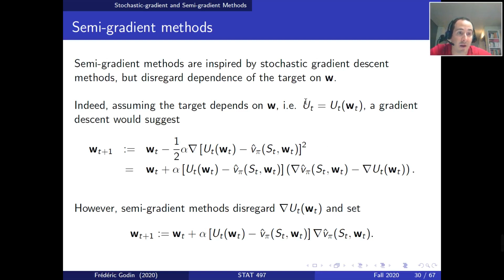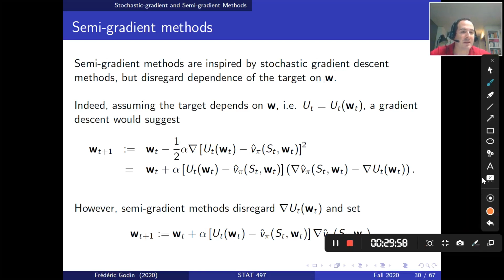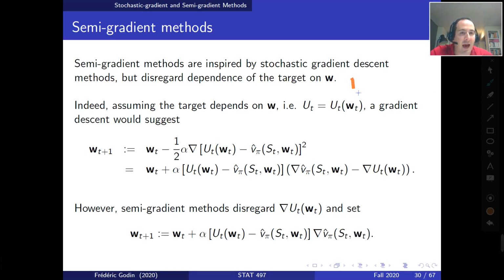Semi-gradient methods are similar to the stochastic gradient descent methods we've considered, but they disregard the dependence of the target on w. In previous slides, when we derived our update formula, we had v_pi(S_t) in the update formula. We said in practice we don't know it, but we still first derived the equations for stochastic gradient descent with this quantity. If you differentiate it with respect to w, it clearly doesn't depend on w, so this is equal to 0.